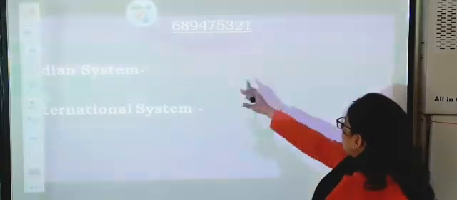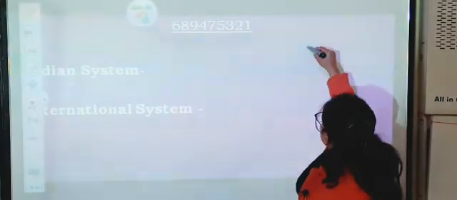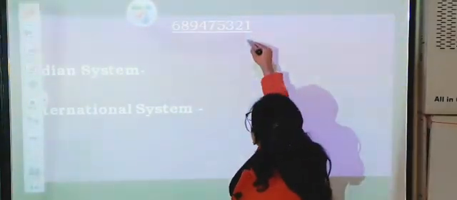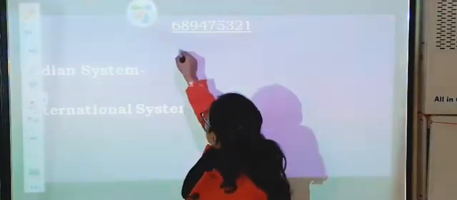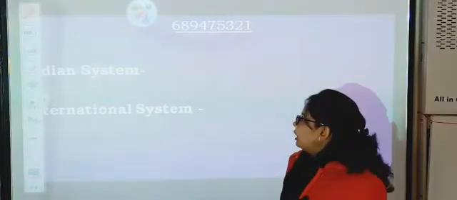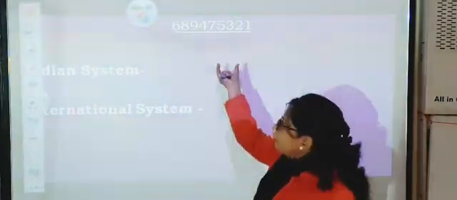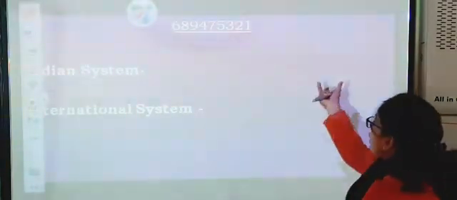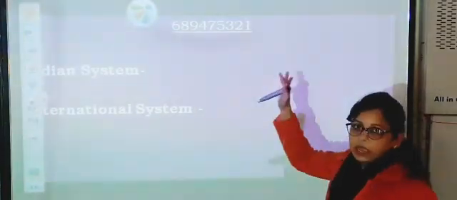So what are the places or what are the groups? These 3 numbers lie in the ones group, then we have the 1000 group, then lakh and then the crore group, okay. So you can name it 68 crore, 94 lakh, 75,000 and 321. So don't call 1, okay.